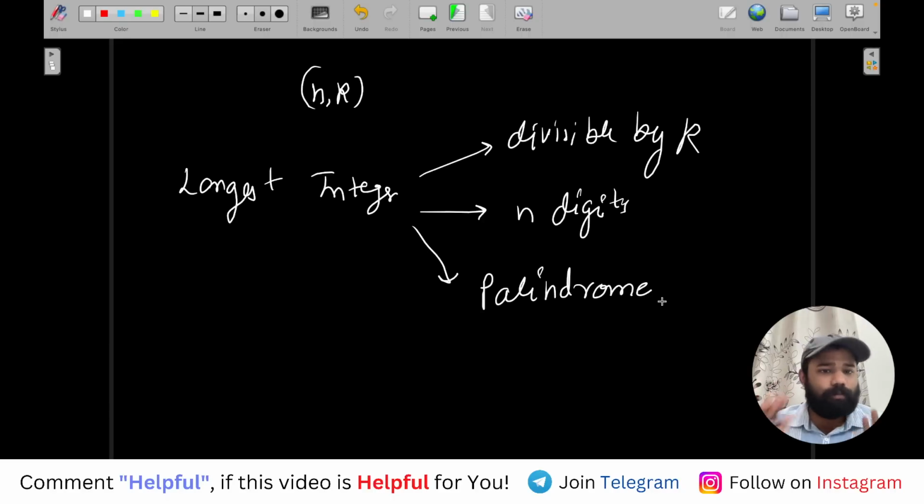It should be a palindrome. Right, this is what the case is. Okay, amazing. Understand very carefully: here, we cannot do it just as a simple maths problem.